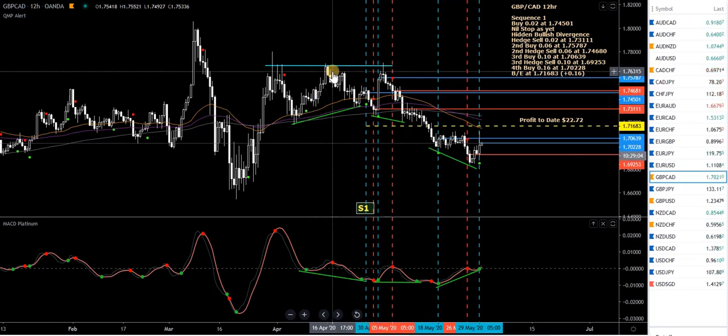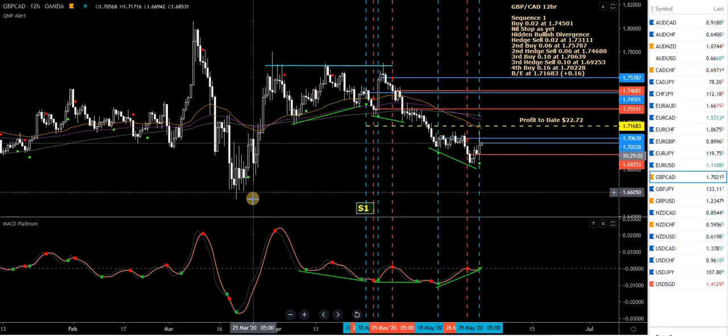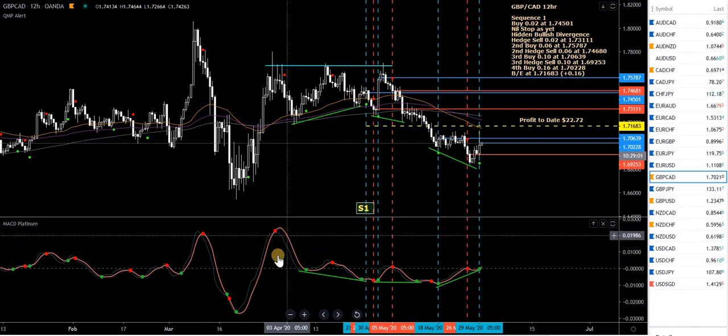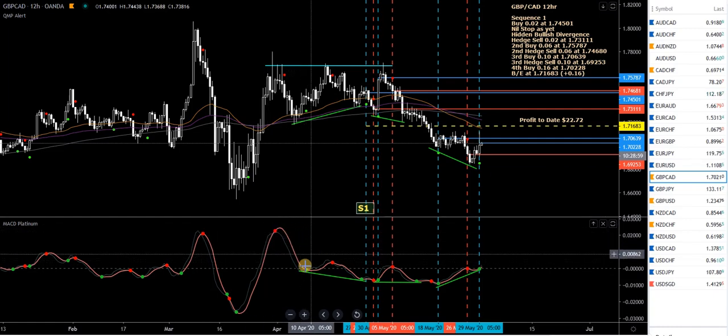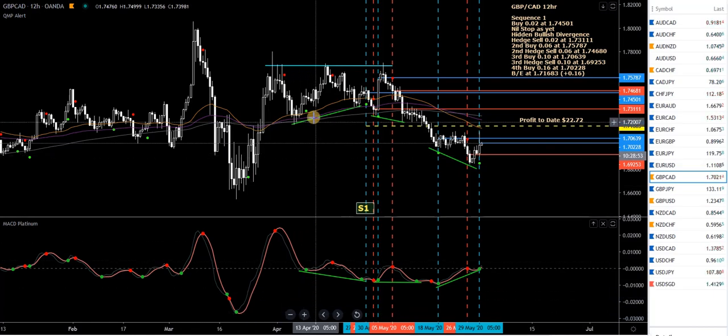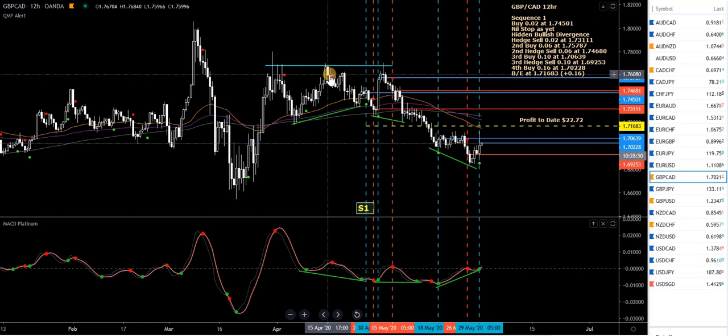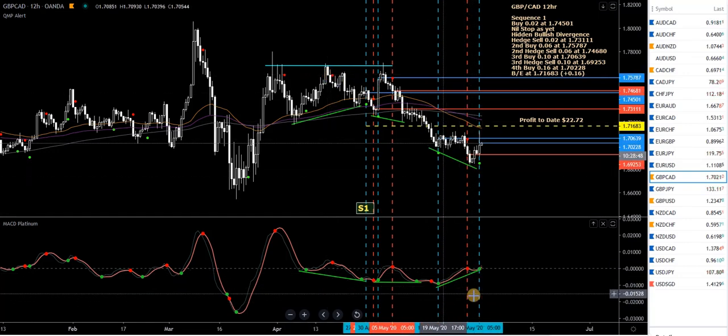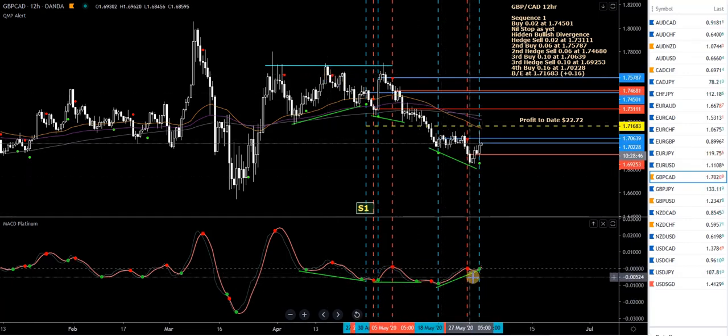Which is the green and red dots on the price chart. All they are is a combination of the MACD Platinum and another indicator called the QQE Advance, which is not displayed on the chart. So when they're in sync, they produce these green and red dots, and depending on where the MACD Platinum is where I look to take my trades.